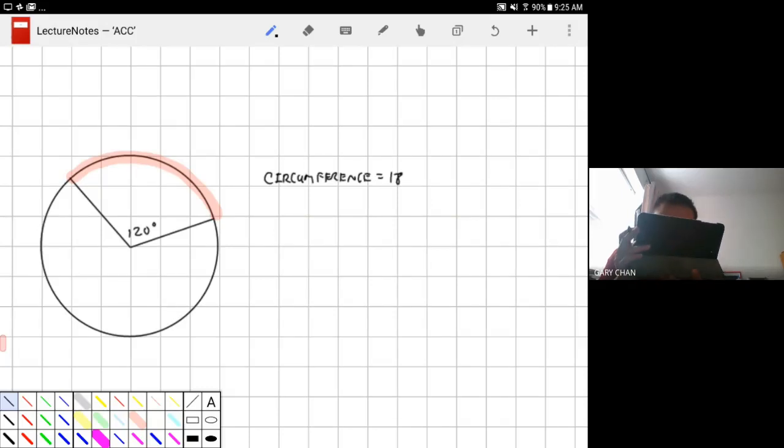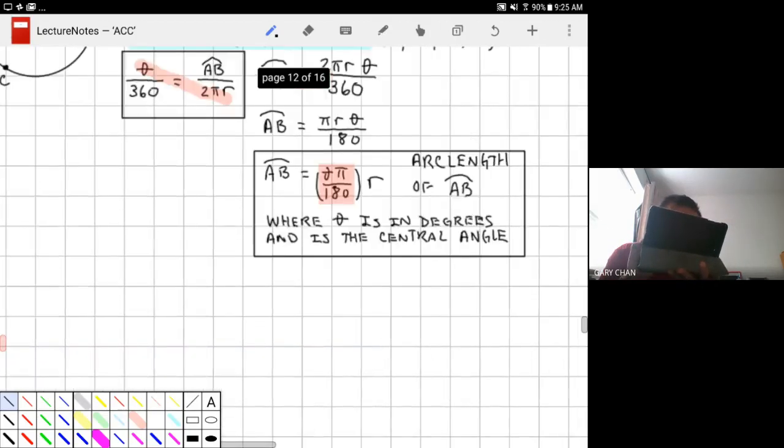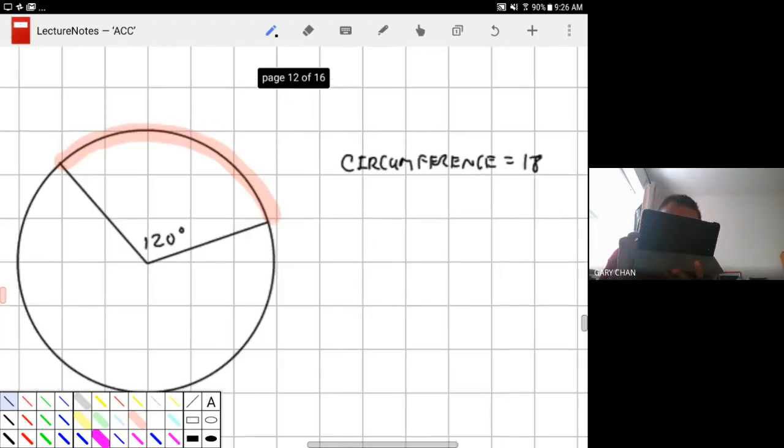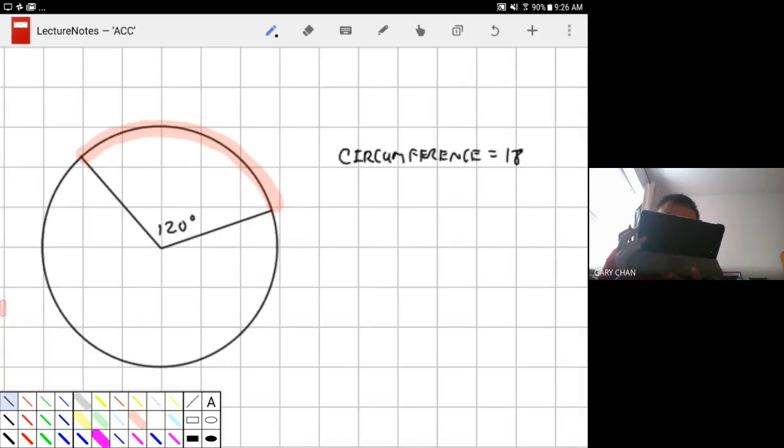There are a couple things you can do. You can set up a proportion, or you can find out what the radius is and use this formula directly. Whichever one you feel comfortable with is entirely up to you. If this is 120 degrees, how many degrees are there in a full circle there, Kian? 360. That's right.